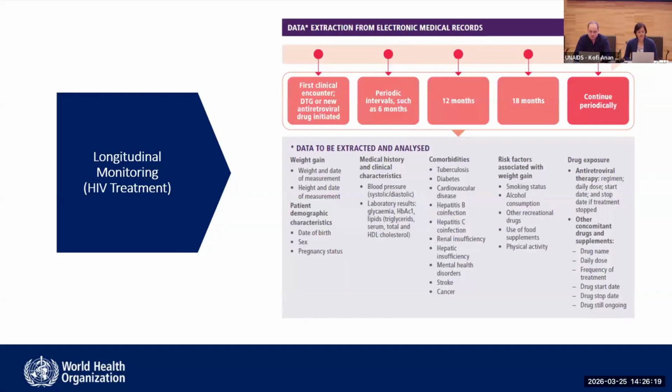We also detail longitudinal monitoring. So this is for treatment over the life course of an individual living with HIV. It starts from the first clinical encounter, and we detail the data that needs to be extracted and analyzed, and similarly across periodic intervals, whether that's 6 months, 12 months, or 18 months, and it depends on how stable that patient is on ART and how they are doing. And so these are data that need to be captured periodically.